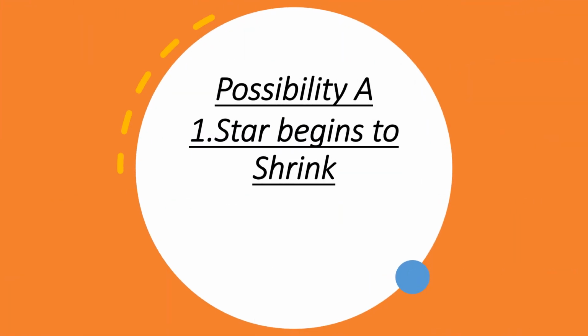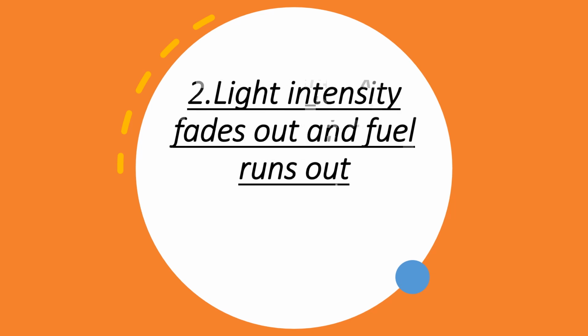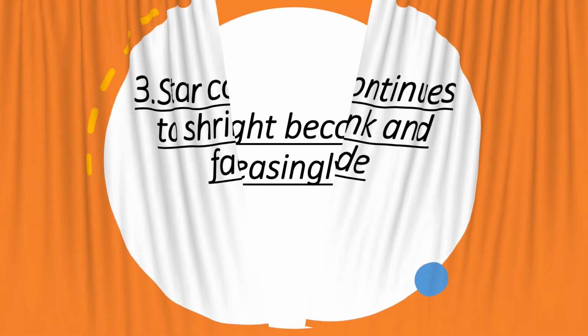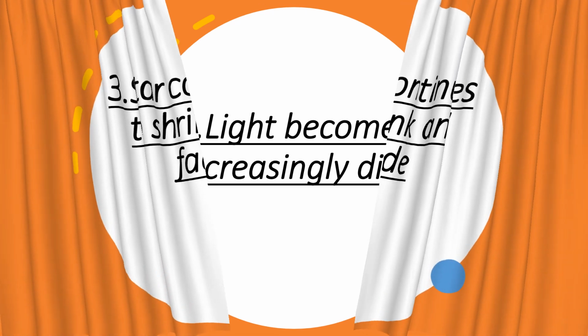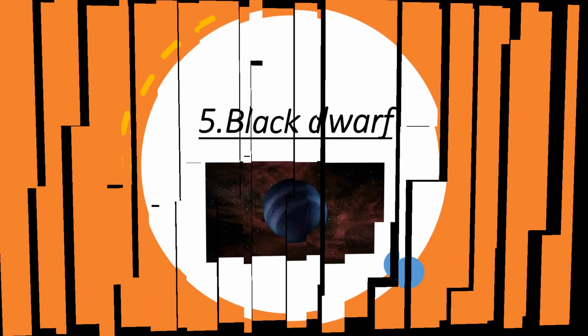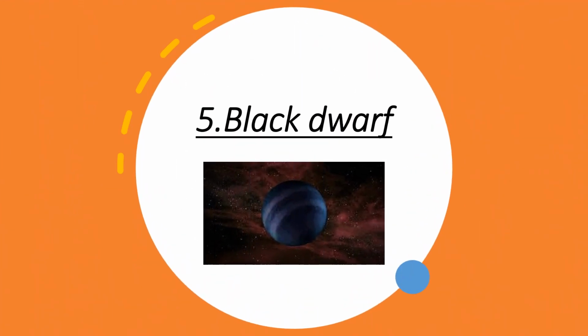Star begins to shrink. Second, light intensity fades out and fuel runs out. Third, the star continues to shrink and fade. Fourth, light becomes increasingly dim. Black dwarf. Finally, its fuel used up and its light extinguished, the star becomes the size of the Earth.